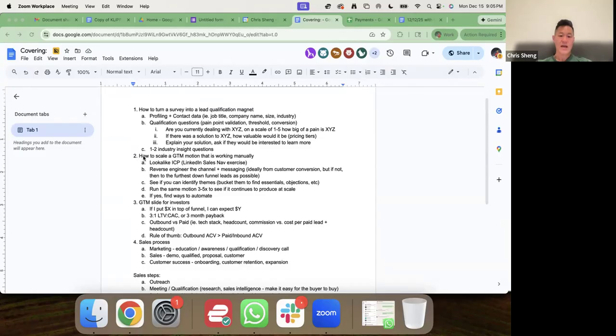The second one is how to scale a go-to-market motion that's working manually. I think some of you are already in this bucket where you figured out a way to generate meetings and sales conversations, but you've gotten one or two and you need to figure out how to do 10 to 12, right? The third one is the go-to-market slide for investors. We have an example from Sarah, who shared her current go-to-market slide or notes, and we're going to try to figure out how to turn that into a slide for investors.